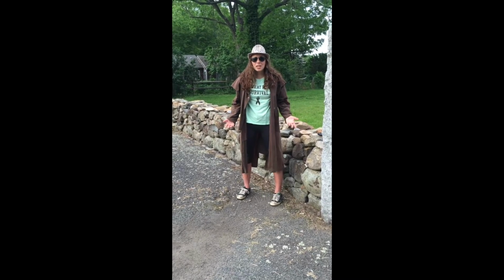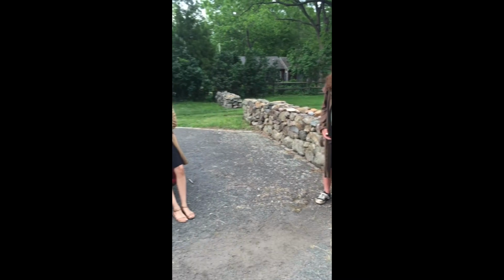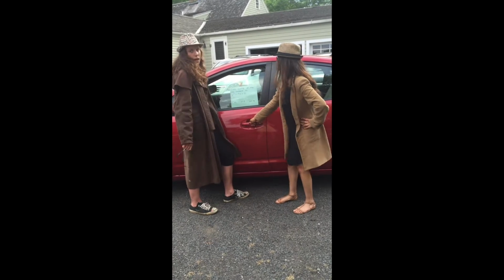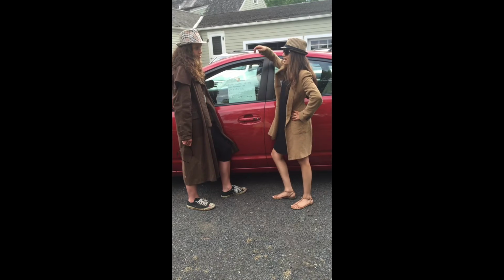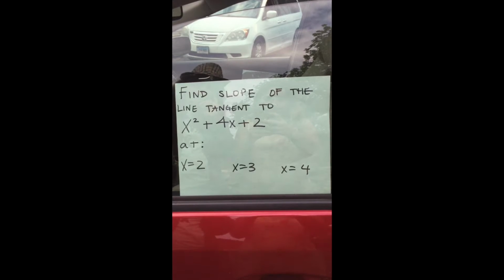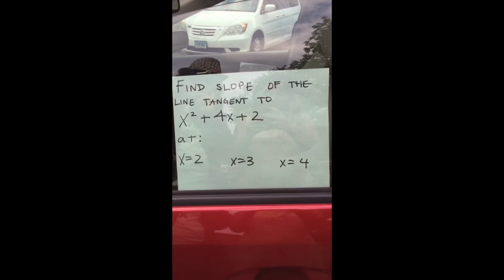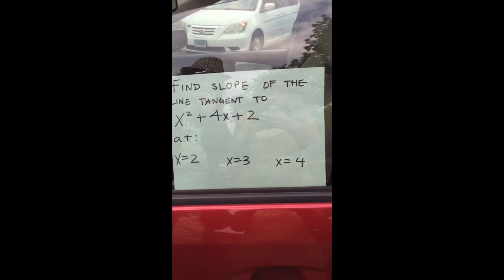Need some faster wheels if we're gonna save Morris. Don't worry, I got this. But how do we get in? Math, Sherlock. Find the slope of the line tangent to x squared plus 4x plus 2 at x equals 2, x equals 3, and x equals 4.